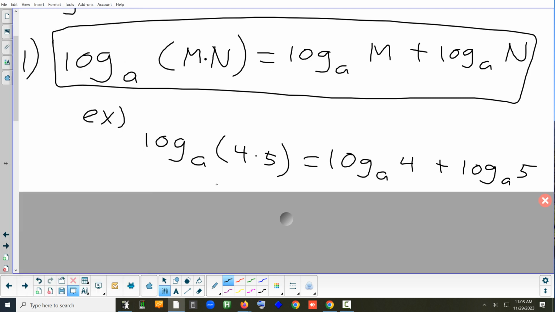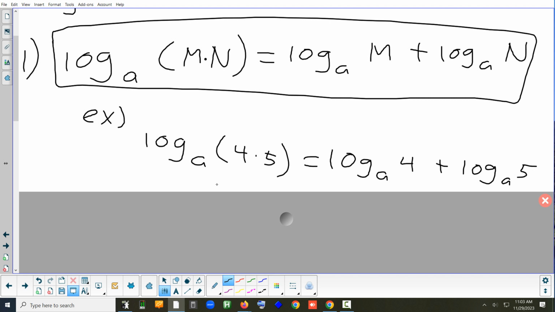And if you had a product of three things, let's say it was log of 4 times 5 times 6, well then you could write log 4 plus log 5 plus log 6. So you can use the property for as many things as you're multiplying. Usually we do it with 2. Okay, so that's a product.